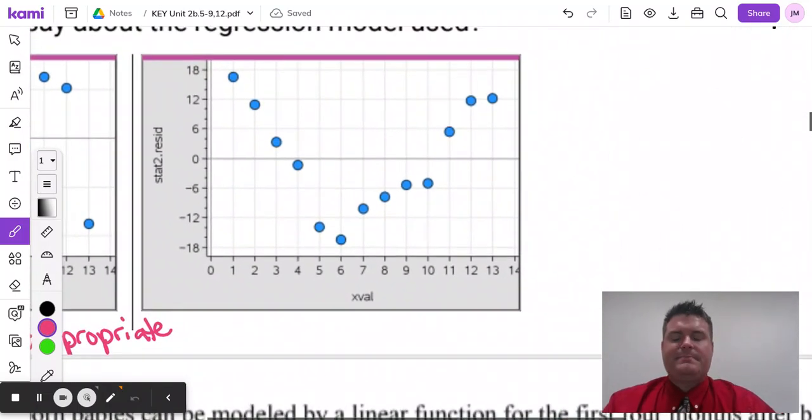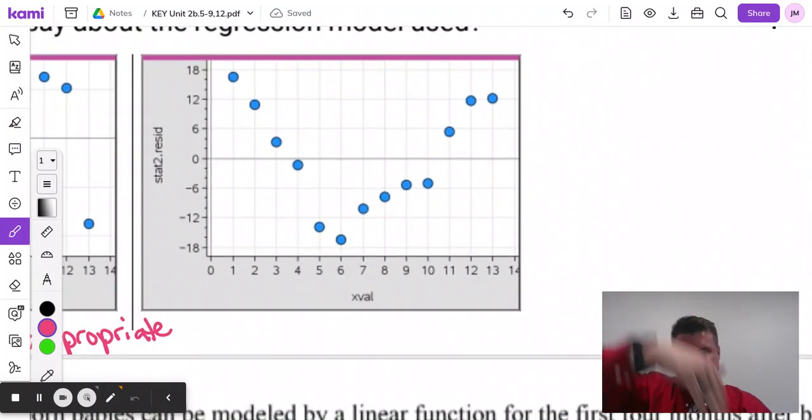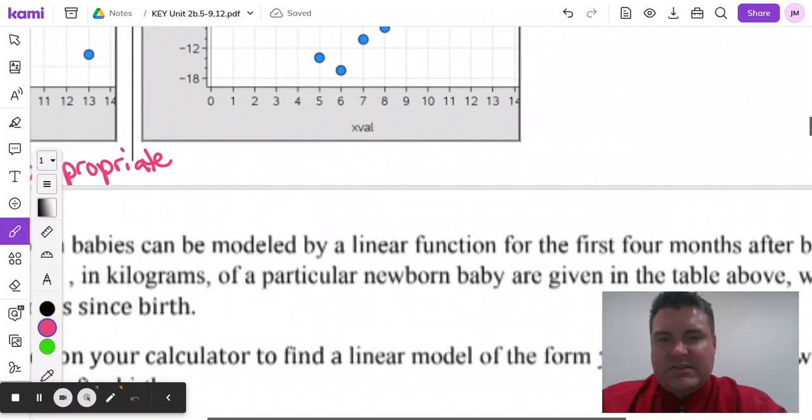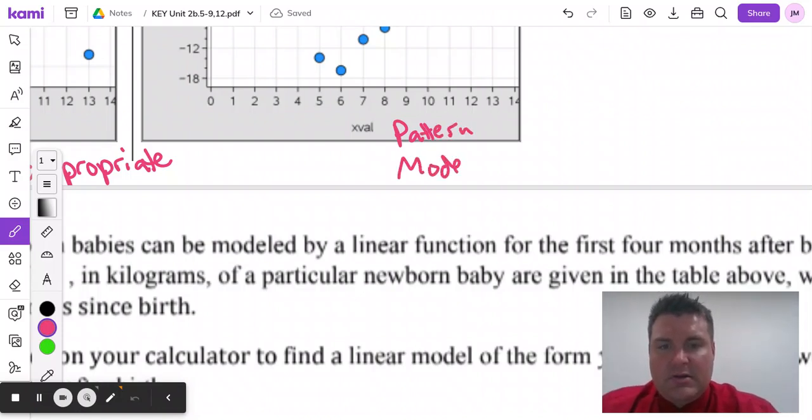Looking at this one right here, you can see that it decreases and then it increases a little bit and increases more. So there is a pattern here. So I see a pattern, which means that this model is not appropriate.